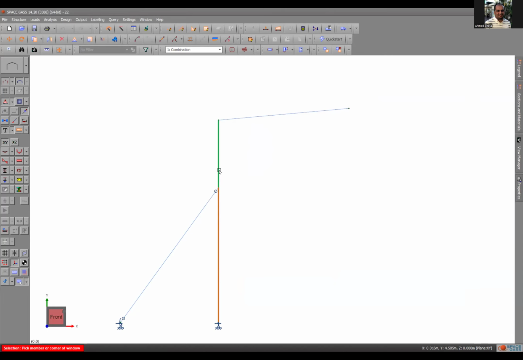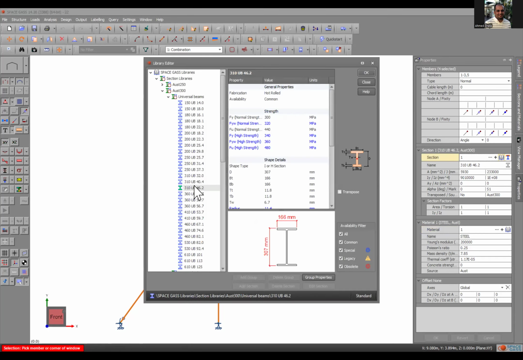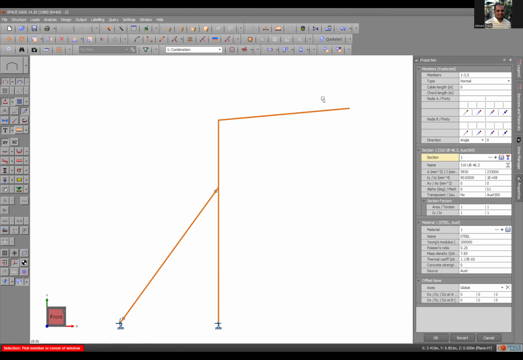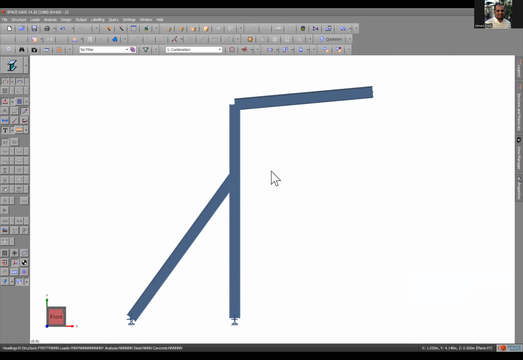So one option is to make all of them the same section like that. So select all of them, and they already all have the same section property. If you select one similar for all, you can select a middle one in the table, like 310 UB, then okay. This means that the section is now assigned to be all 310 UB. So this is our frame.